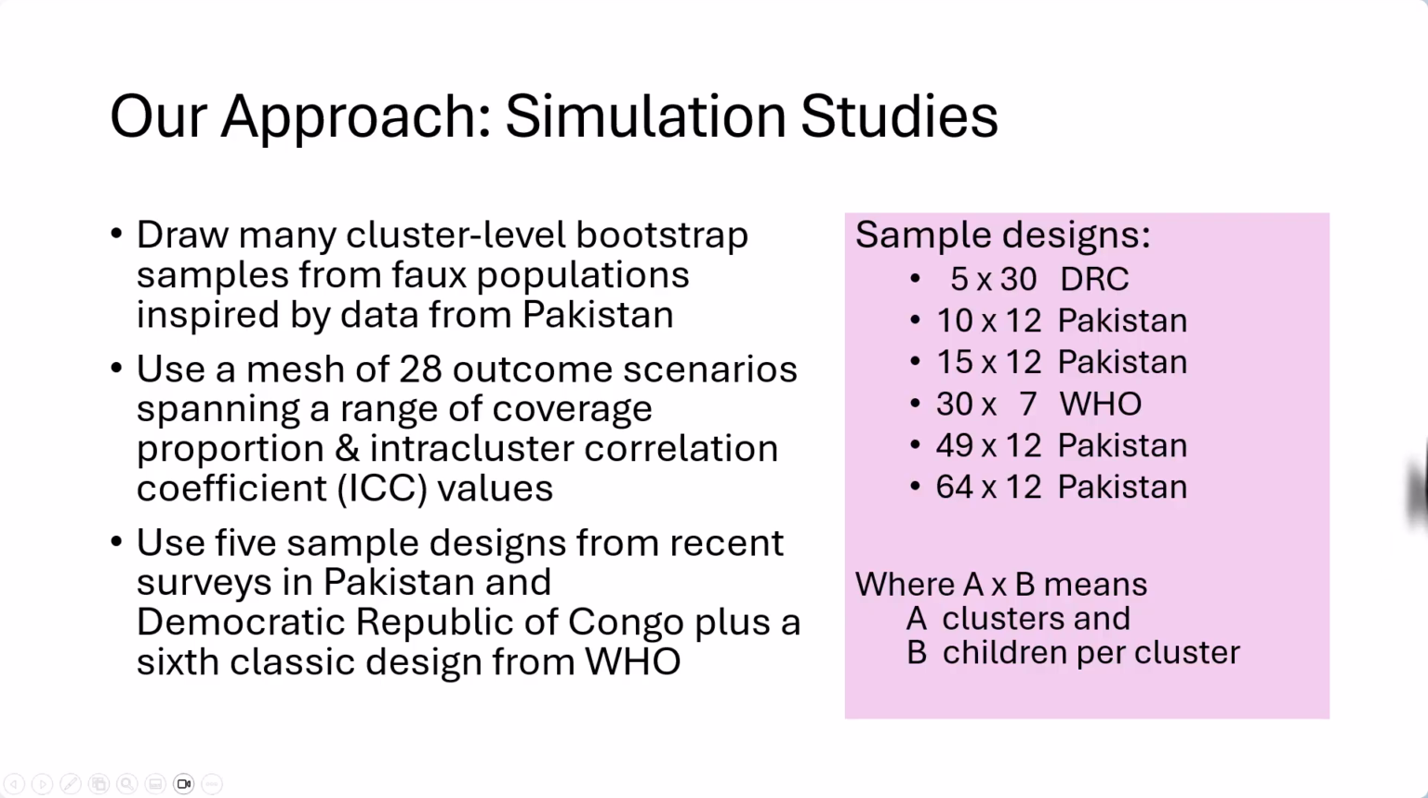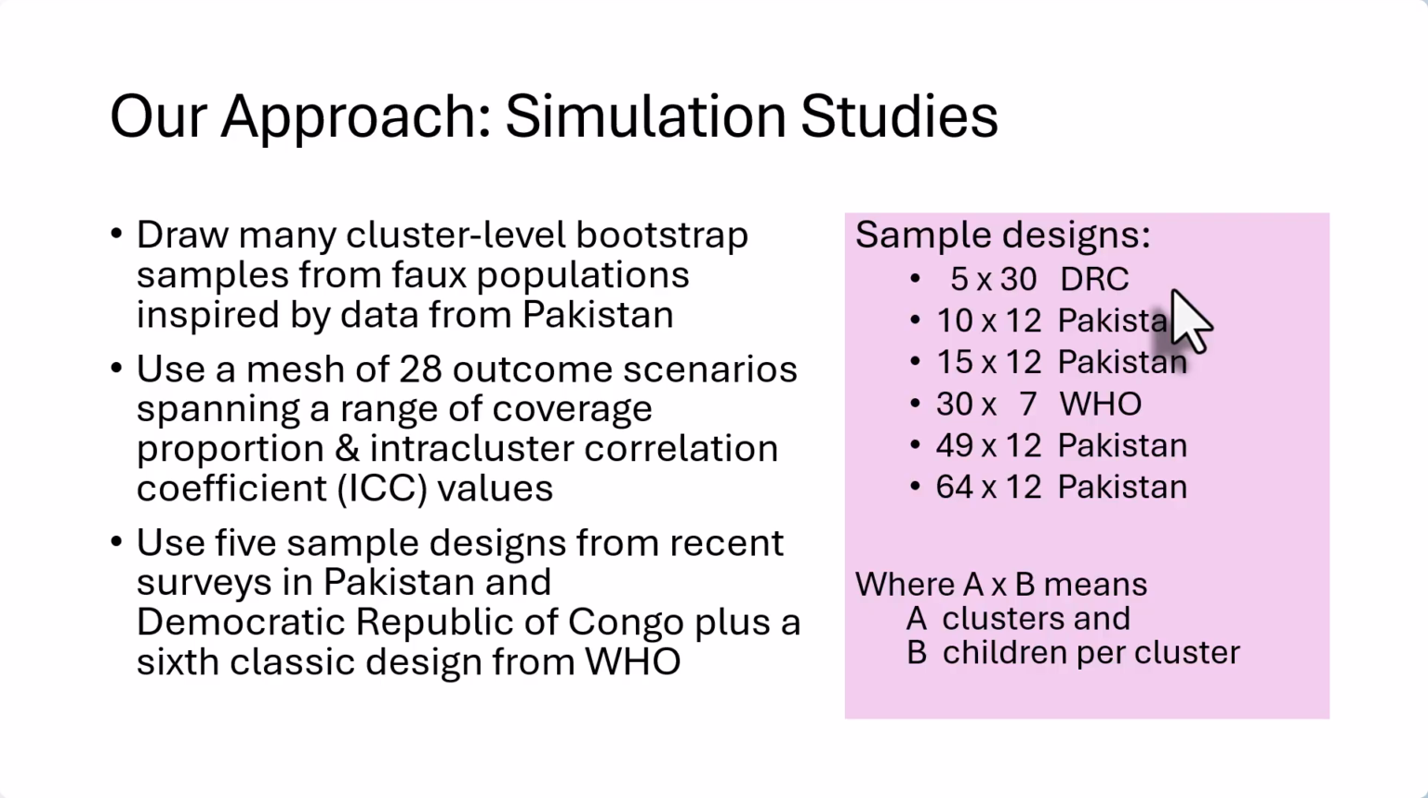And so those designs are listed at the right. The first design is used in the Democratic Republic of Congo, where they do surveys with 5 clusters in each district and 30 kids per cluster. The next 2 designs are 10 clusters by 12 kids and 15 clusters by 12 kids. Those are used in SHRUC surveys, super high risk union councils, where the data are aggregated up across union councils to higher levels for reporting purposes.